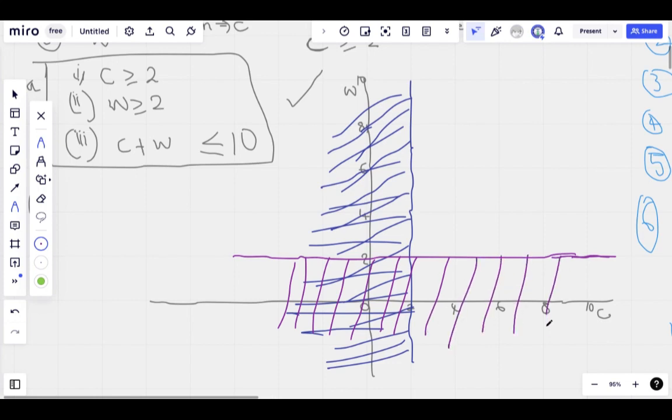Are you with me? Do you know why I'm shading? Yes. Do you know why I'm shading this way? You know why we are shading this way?